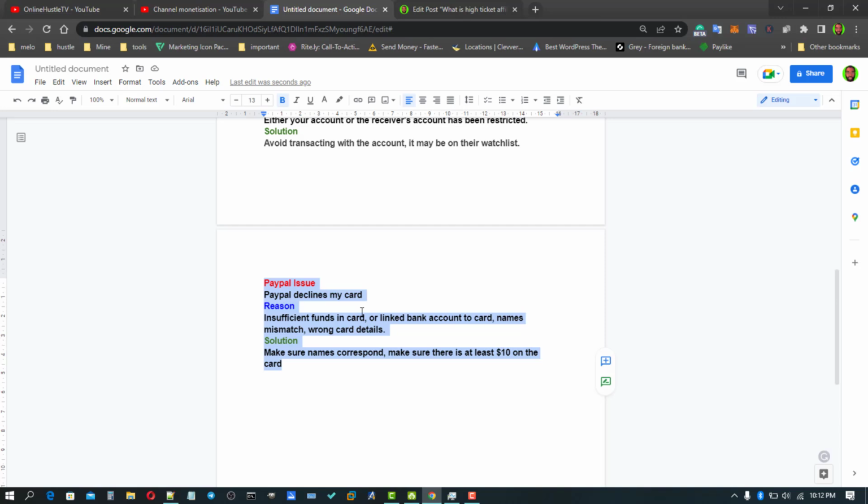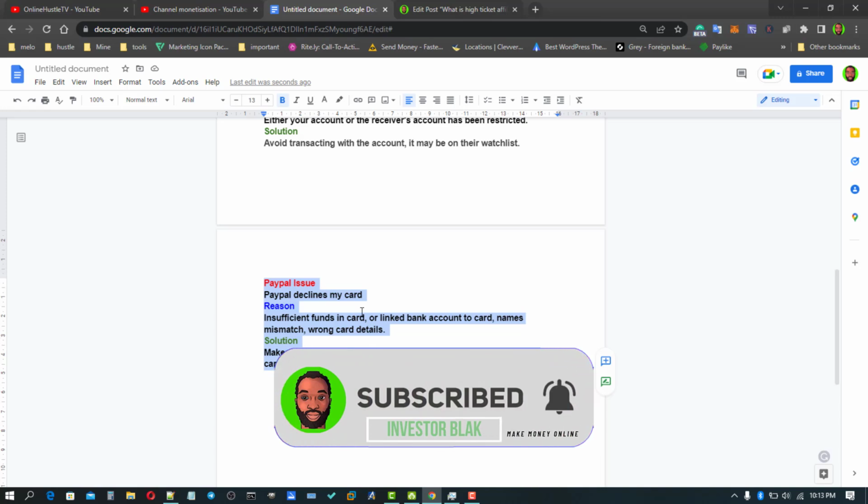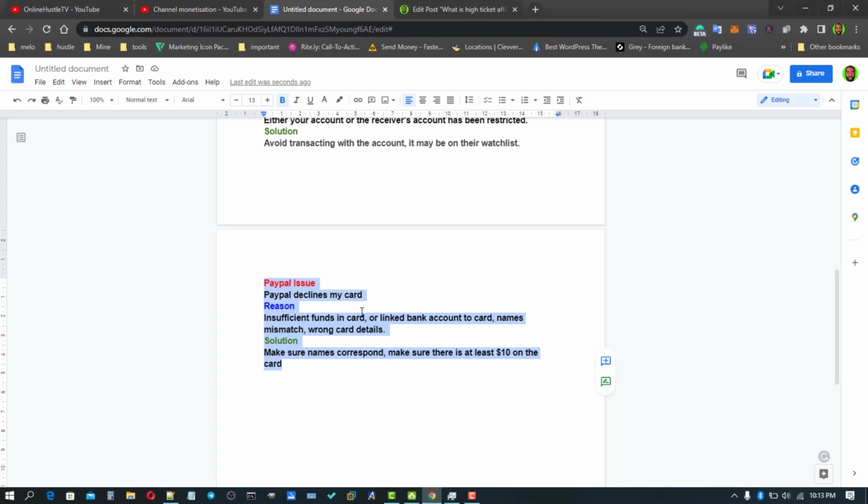So let's say you're trying to link your card to your PayPal account, and the name on your PayPal account does not correspond with the name on your card. PayPal is going to decline that card. So hope you're taking note of this. You have to look out for your names. Make sure your first name corresponds with the first name on PayPal, and your last name corresponds with the last name on PayPal. So that's the solution. Make sure your name corresponds, and make sure you've done at least 10 transactions. Make sure you have at least $10 in the card. That's in terms of avoiding insufficient funds, right?